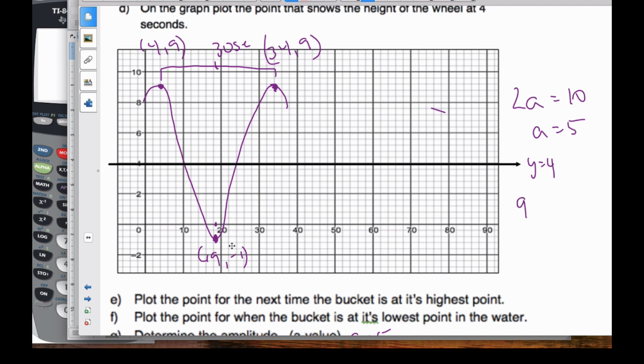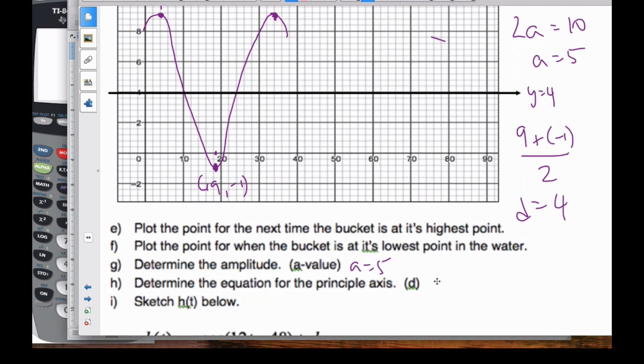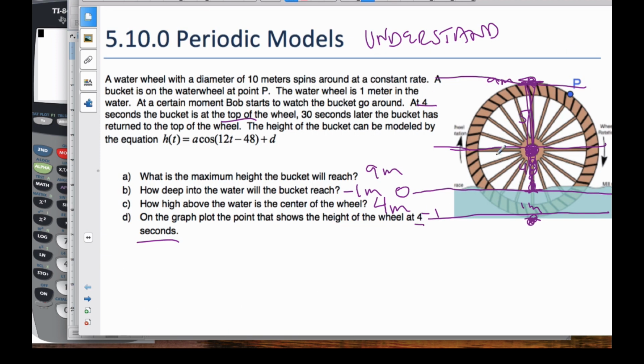and I add the minimum y value, and I divide it by 2. I will get 8 divided by 2 is 4, and this is going to be my principal axis, which is also called D. D is equal to 4. And if I look at my water wheel, it's the center of the wheel. Where's the middle of the wheel? We know that that is at 4. And so each of these values corresponds to an aspect of the wheel.